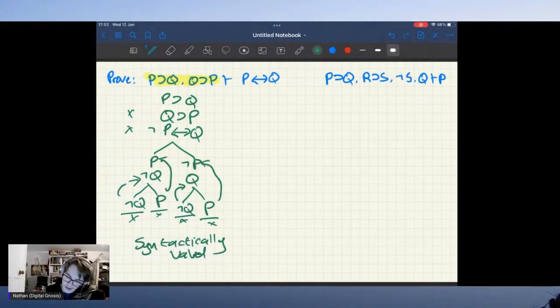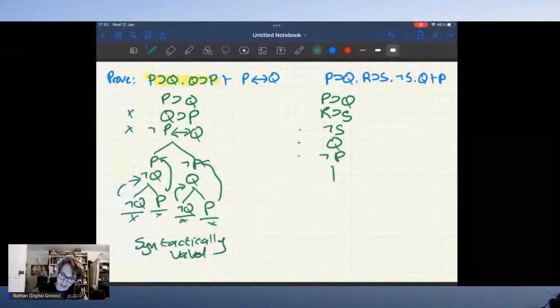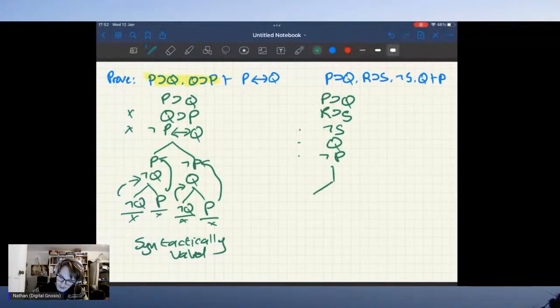Okay, so now let's look at our second question. Again, we're going to take P, then Q, R, then S, not S, Q, and the negation of our conclusion, so not P. And then we just apply all the rules one by one. So I'm not going to bother, I'm just going to leave these on the branch. And then we go up and apply our next rule. So we split and we go not R, then S.